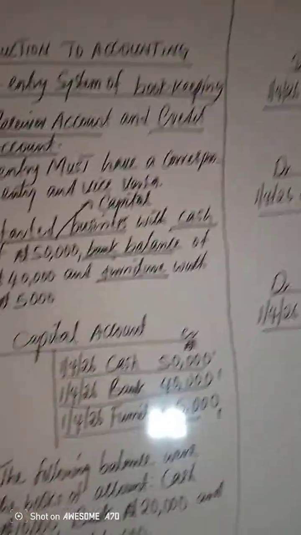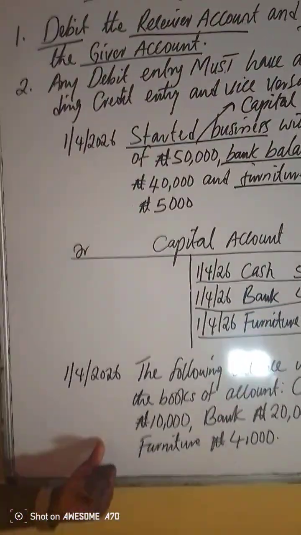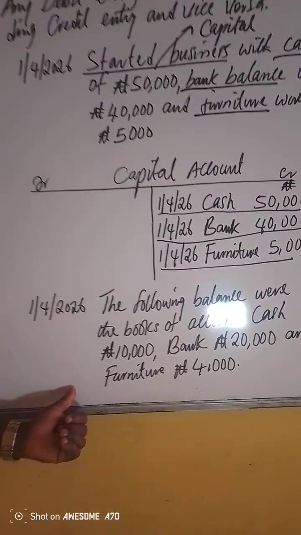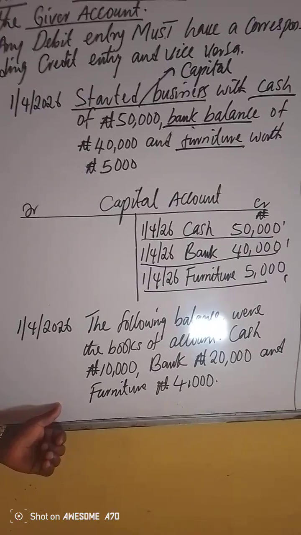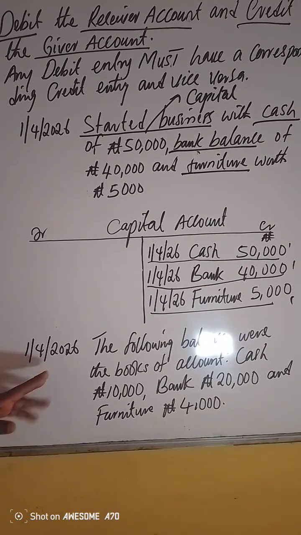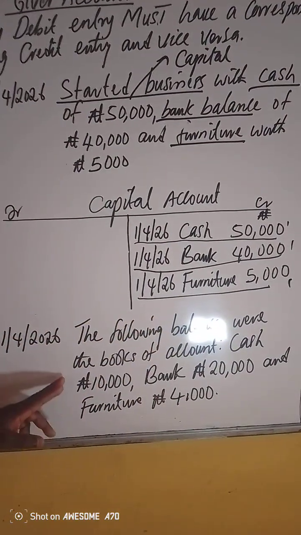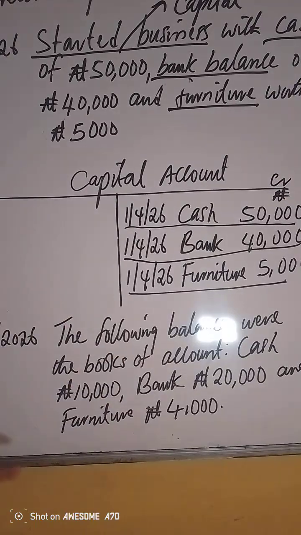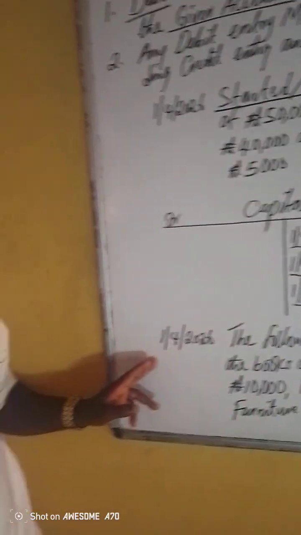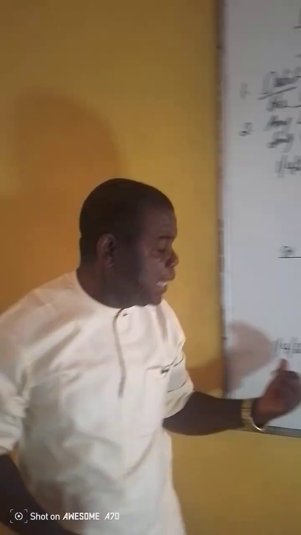Let's quickly look at this. This is a situation whereby the business is starting or commencing. Let's quickly look at where the business is not starting new, but is already in existence. Then it means the business will have balances from the previous month, which were brought forward into another month or another year, as the case may be. Let's look at this. We are at the 1st of April, but here they are saying the following balances were in the books of account. Then in this case, it means that the business in the month of March was a going concern. Going concern because the business closes in March, which means it will begin in April.